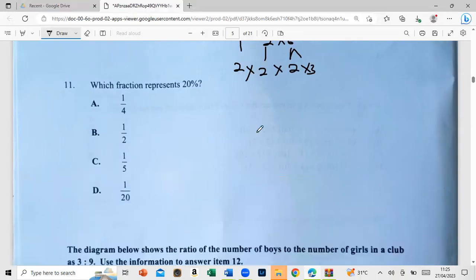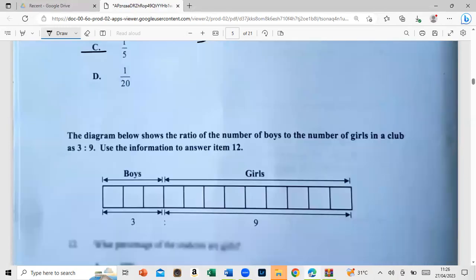Which fraction represents 20%? Now percent means out of 100, so all I have to do is just put it over 100. We have gone through this many times. So guys, you're welcome. Alright, let's move on to this one now.